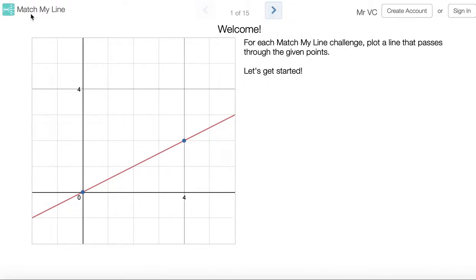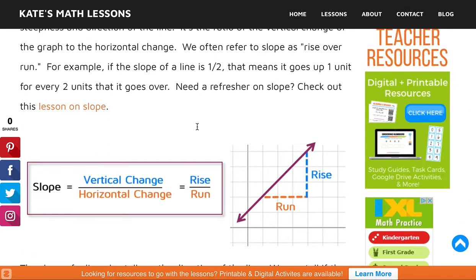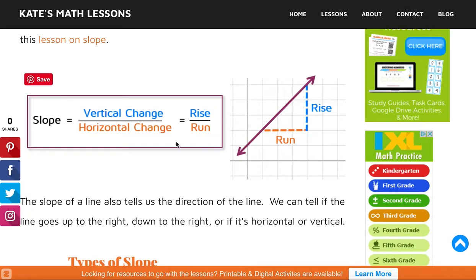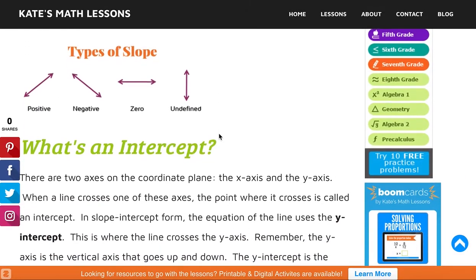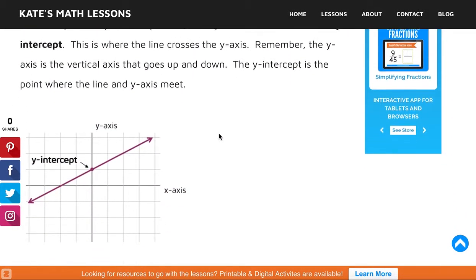So first of all, Desmos is the Match My Line activity, and this says the welcome. For each line, plot the point that passes through the given points. Let's get started. Basically we're going to be looking at slope and slope intercept, which is rise over run. And then we have all of our different types of slope, positive, negative. I'm going to give you a link to this site.